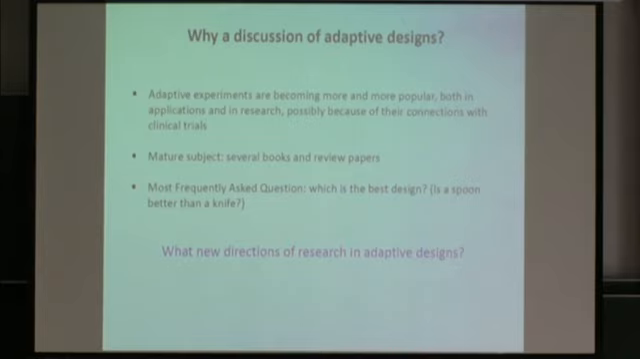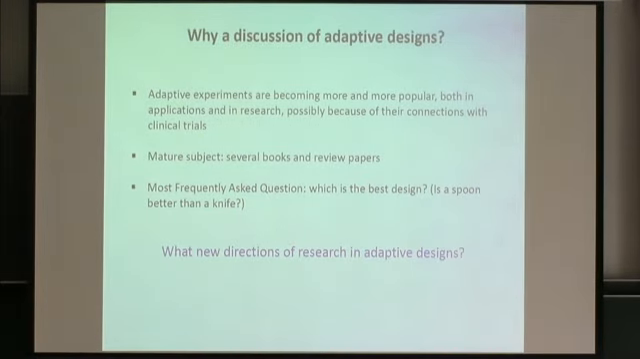And the reason for wanting to do this is that adaptive designs, adaptive experiments, are now becoming more and more popular, and in fact there is ever-growing interest in adaptive design, possibly, I think almost certainly, because of their connections with clinical trials. It's a mature subject in that some books are available and also some review papers. And clearly, from the point of view of applications, people want to know which design to use. And to statisticians it is a rather meaningless question, depending on a lot of other things.